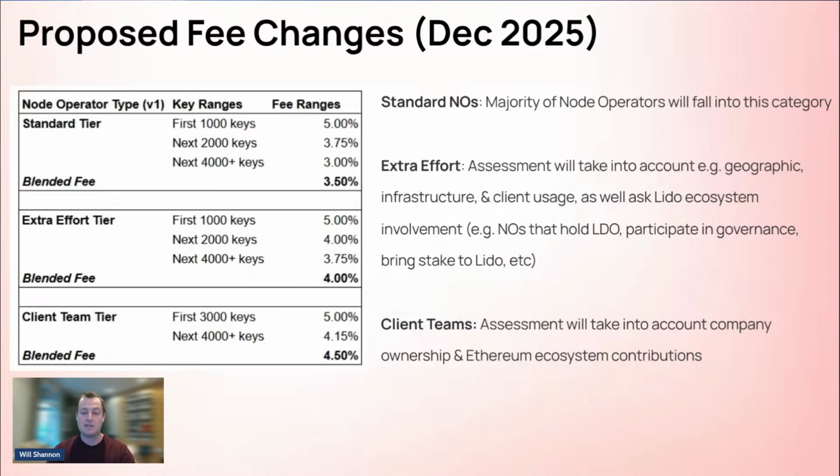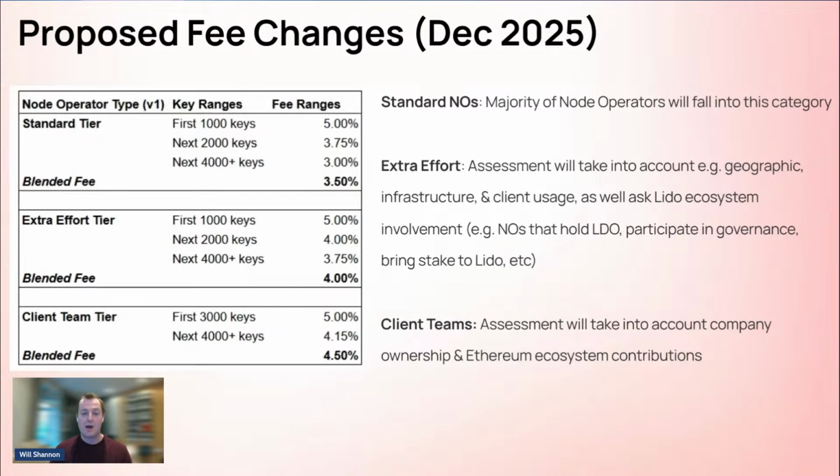So the first would be the standard node operator tier. And this is where we would expect that the majority of node operators would fall into in terms of category. If we think about this across key ranges, and when we talk about the future updates coming in 2026, this will make a little bit more sense when we talk about fee curves. But for standard tier node operators, the first 1,000 keys would have a 5% fee for the node operator.